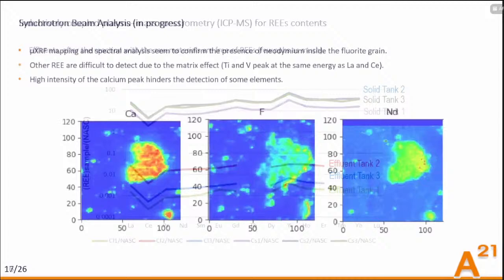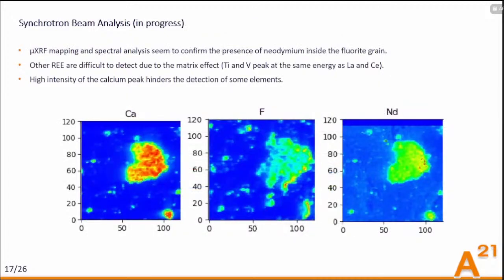Okay, here we have some of the synchrotron analysis. We used the LUCIA beamline at SOLEIL, and we performed some micro X-ray fluorescence mapping and spectral analysis, and we found some neodymium in the fluoride phases. So we are pretty sure that this is the fluoride that is capturing all of them, and is the host mineral of the rare elements.